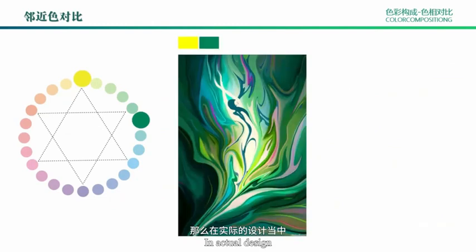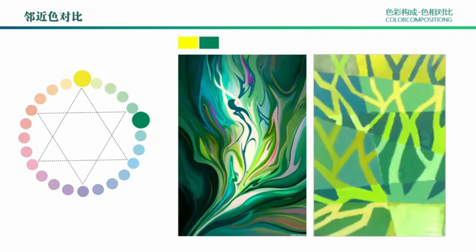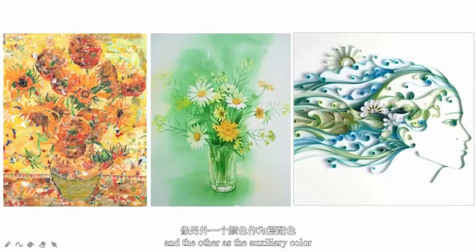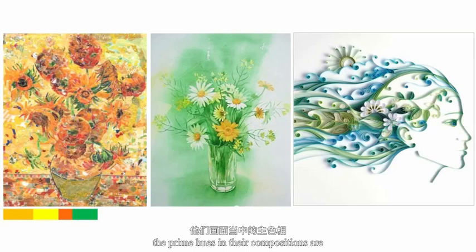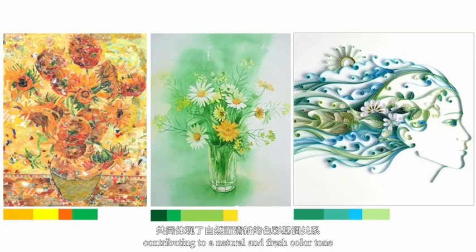In actual design, we can use one of the adjacent colors as the primary color and the other as the auxiliary color. In the following 3 artworks, we can see that the prime hues in their compositions are adjacent colors, contributing to a natural and fresh color tone.